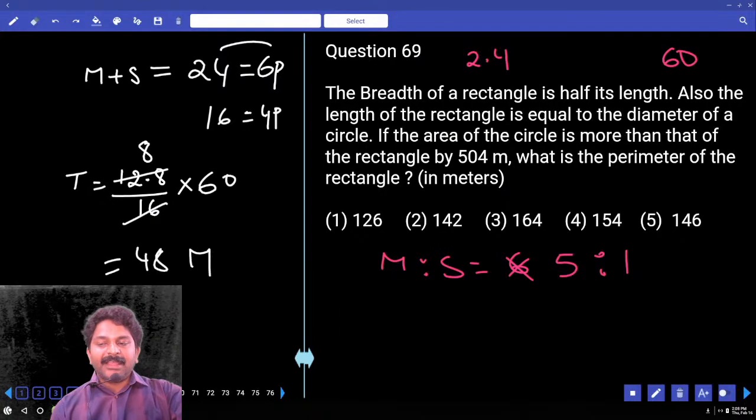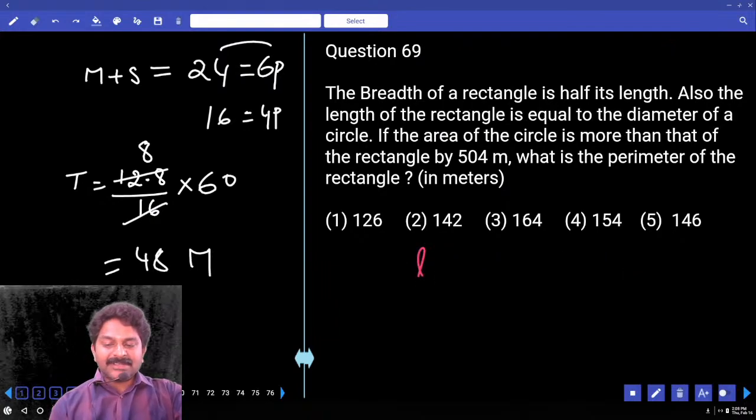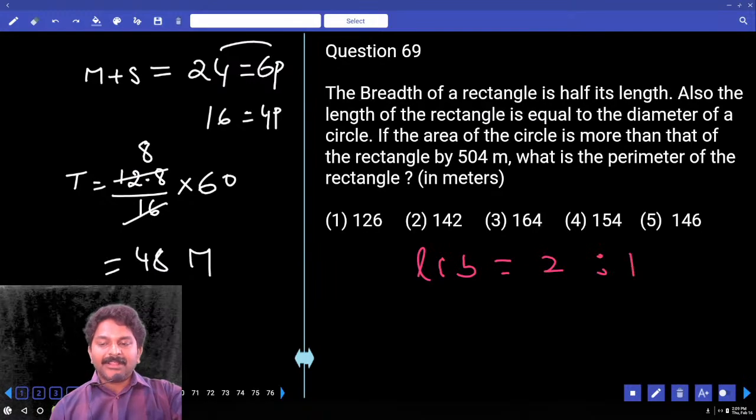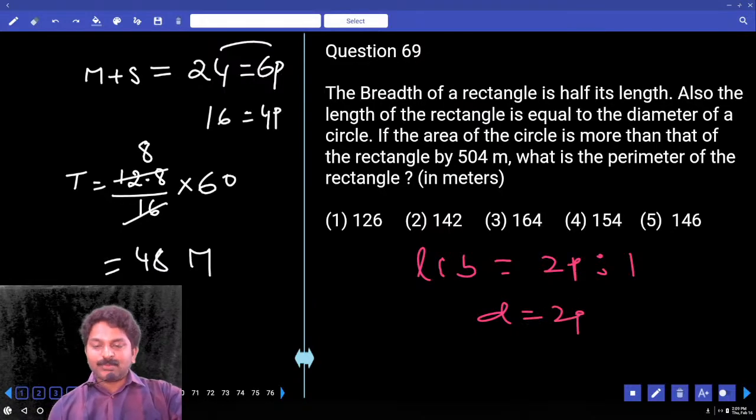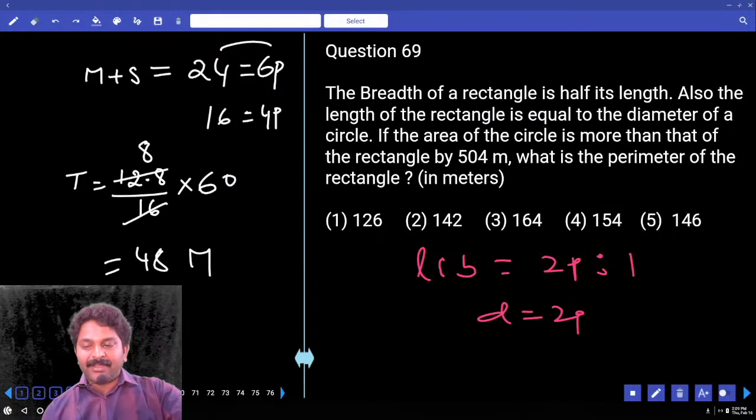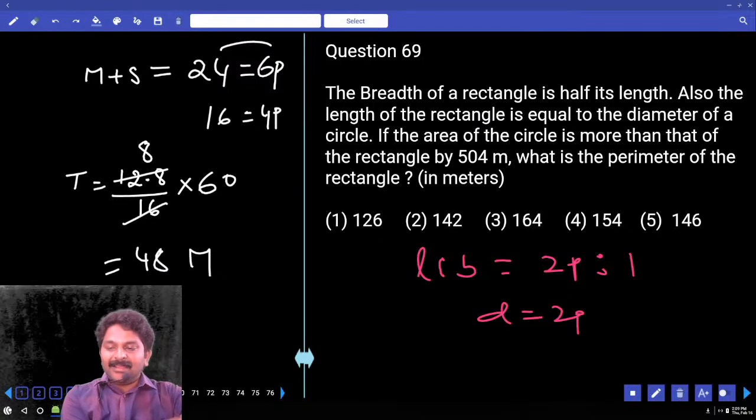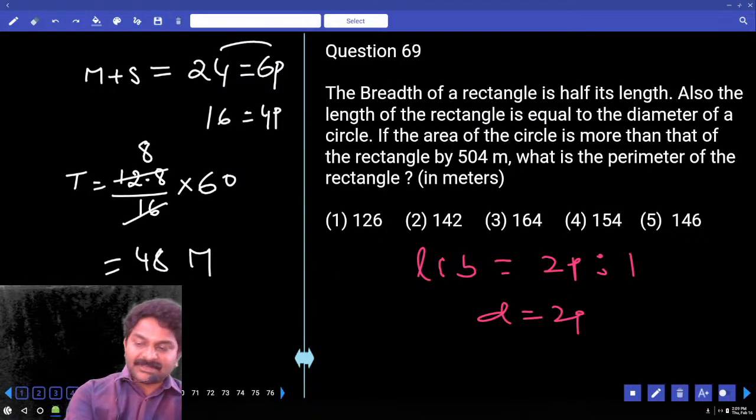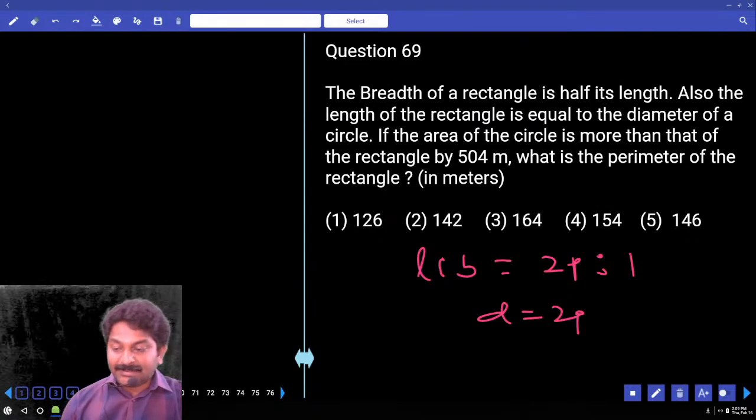The breadth of the rectangle is half of its length. That means length and breadth are in the ratio 2:1. Length of the rectangle is equal to the diameter of the circle. So the diameter is also equal to 2 parts. The area of the circle is more than the rectangle by 504 meters. What is the perimeter of the rectangle? 2 possibilities are there. First or fourth. Let's see.